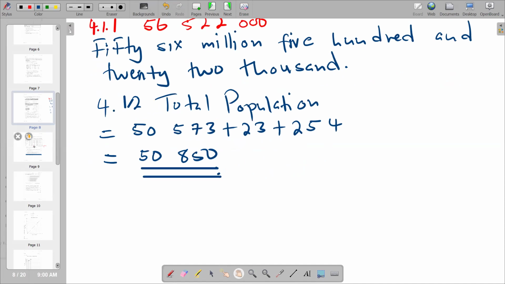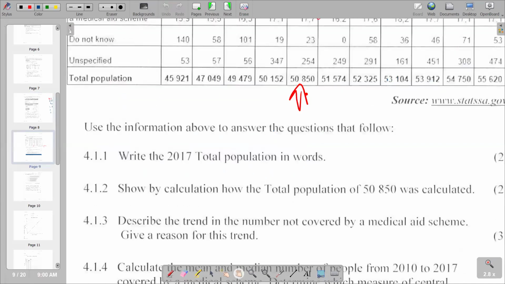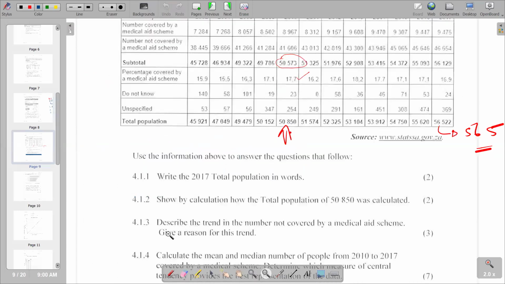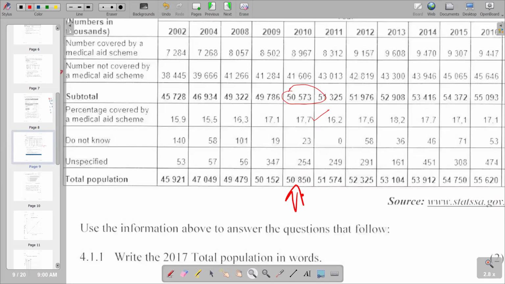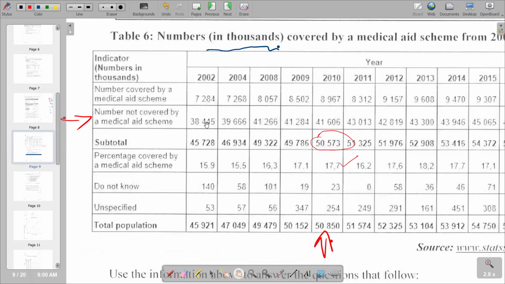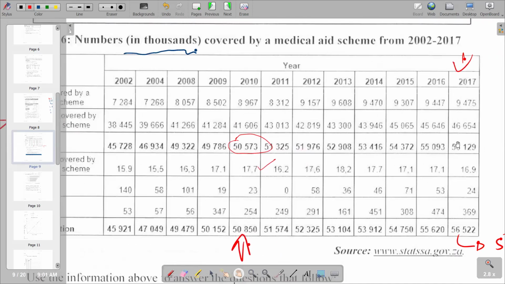So we move on to the next question, which is now 4.1.3. Describe the trend in the number not covered by medical aid scheme. Give a reason for this trend. So number not covered by medical aid scheme, we can see that it's here in this row. And we try to see what's happening in that row. We've got 13,445 to 39,765. And you see that the figures are increasing. Up to 2017, they are all increasing. So basically, we refer to the question.